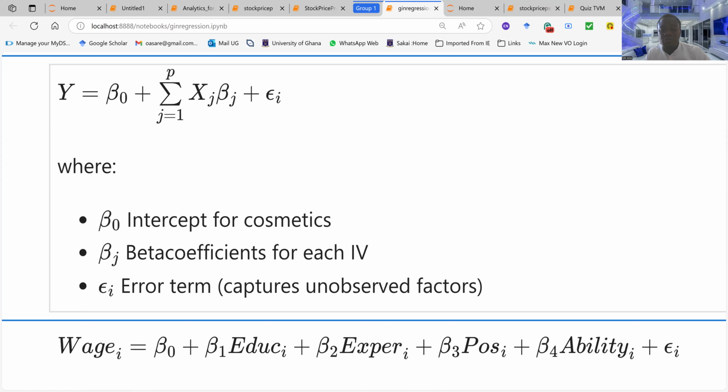What you see on your screen right now is a specified regression model for wage determination. What is the difference between that and the estimated regression equation? Well, the difference is that in the estimated regression equation, they are numbers.